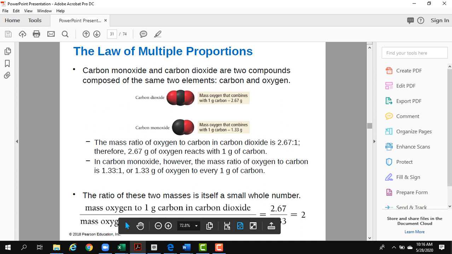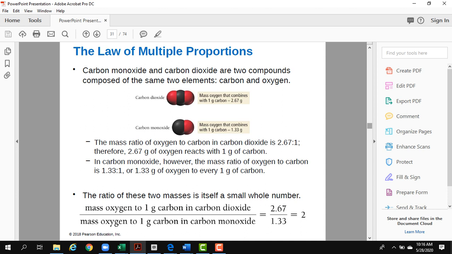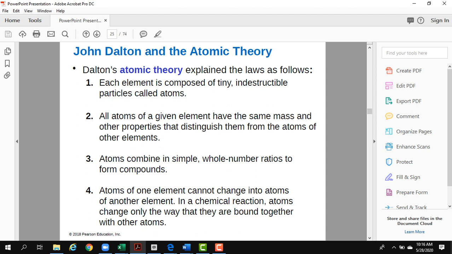So you know now what the three laws are: law of conservation of mass, law of definite proportions, law of multiple proportions. We use these three laws to develop Dalton's atomic theory, which is here in your notes. Okay, so this is Dalton's atomic theory. Dalton's atomic theory is very important. We still go with Dalton's atomic theory. It has four main postulates. Let me read it one by one for you.